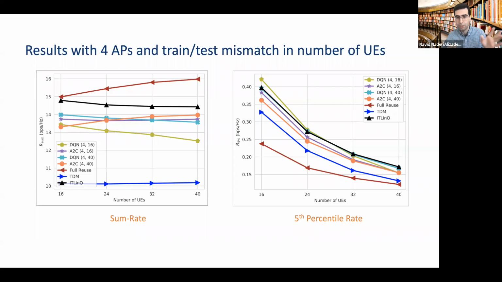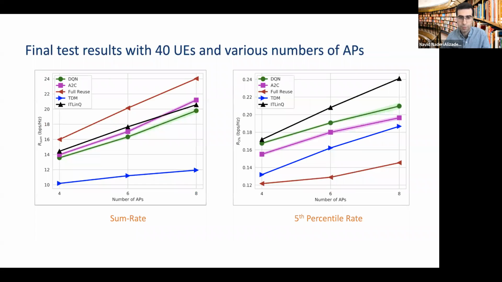As long as you train it well, then if in the deployment phase you suddenly happen to have more users in the network, you are going to be fine. The same goes for the number of APs. Let's say we fix the number of users at 40, and then we increase the number of access points. Here we're really increasing the problem size because we're increasing the number of agents in our multi-agent setting. And you see kind of the same trend: A2C gets better performance in terms of sum rate, and DQN gets better performance in terms of the 5th percentile rate.